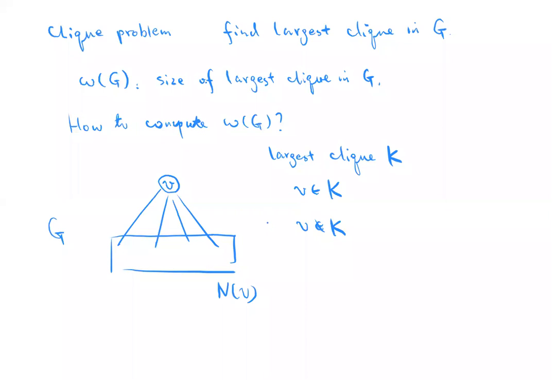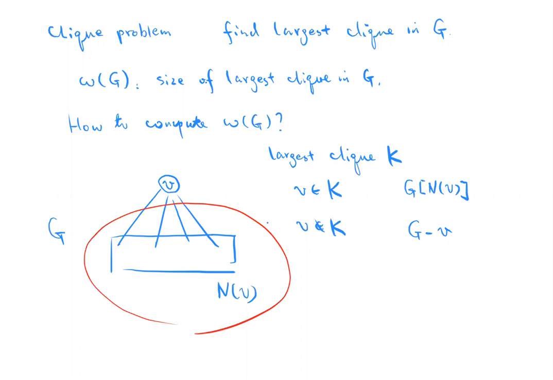If V is not in K, then we reduce the problem to G minus V. We never use V, so we can throw V away. If V belongs to K, then we reduce the problem to the graph induced by its neighborhood. We only need to consider this part, because a clique has all possible edges, so any vertex that has no edge with V can be thrown away.